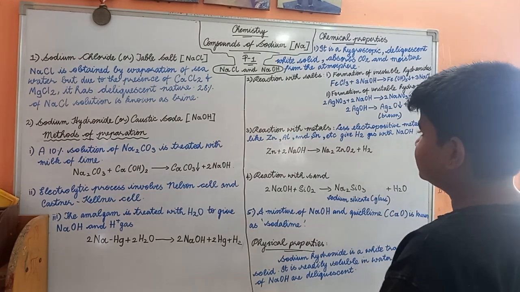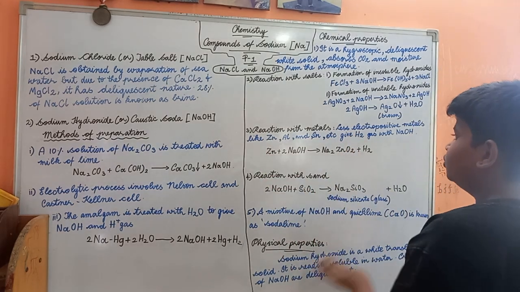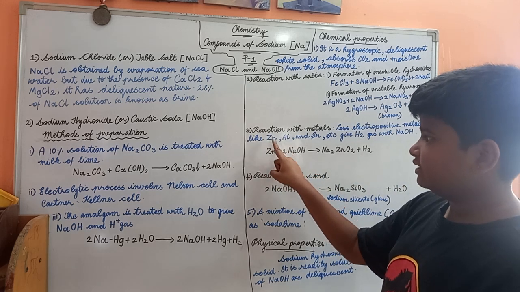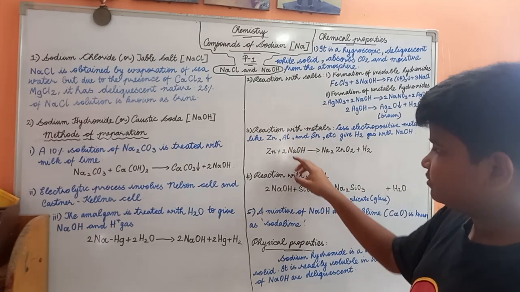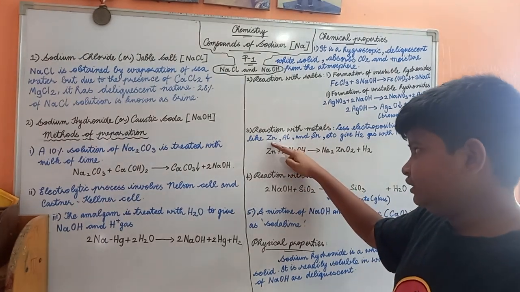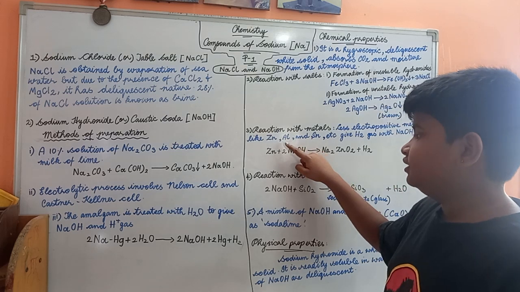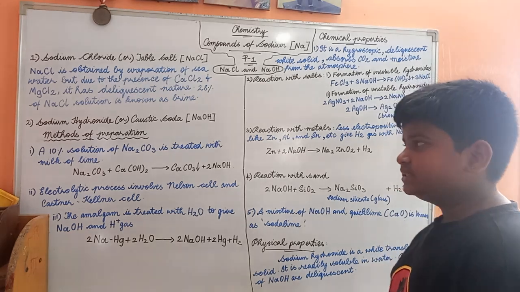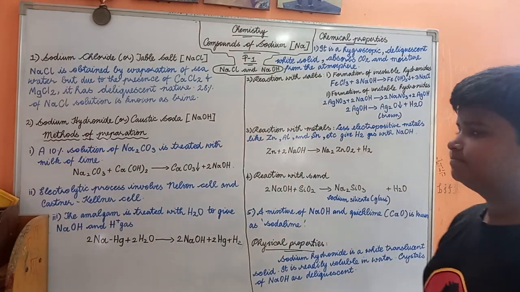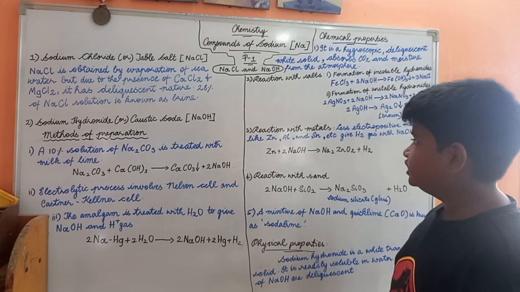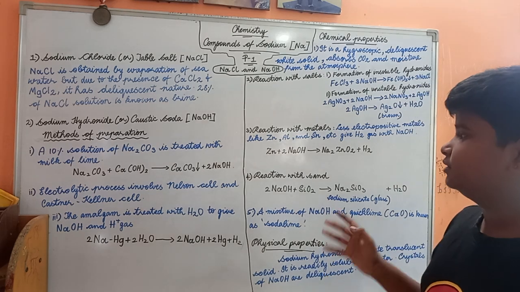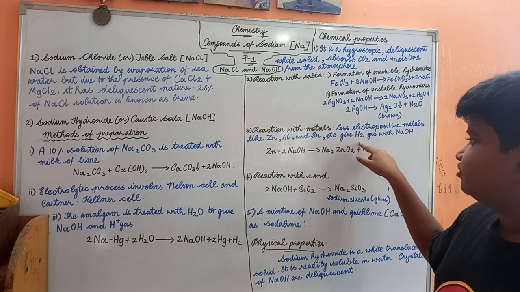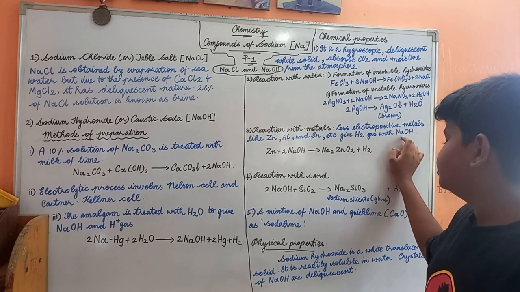So now we'll be looking at reaction with metals. Less electropositive metals such as zinc, Zn, aluminium, Al, and Sn. What do you mean by Sn? Sn means tin. So tin, etc. give hydrogen gas with sodium hydroxide.